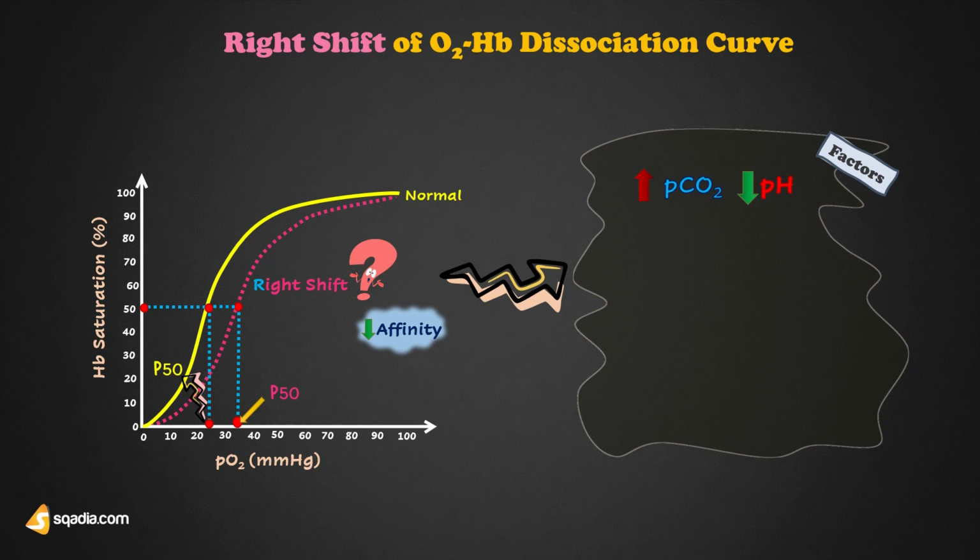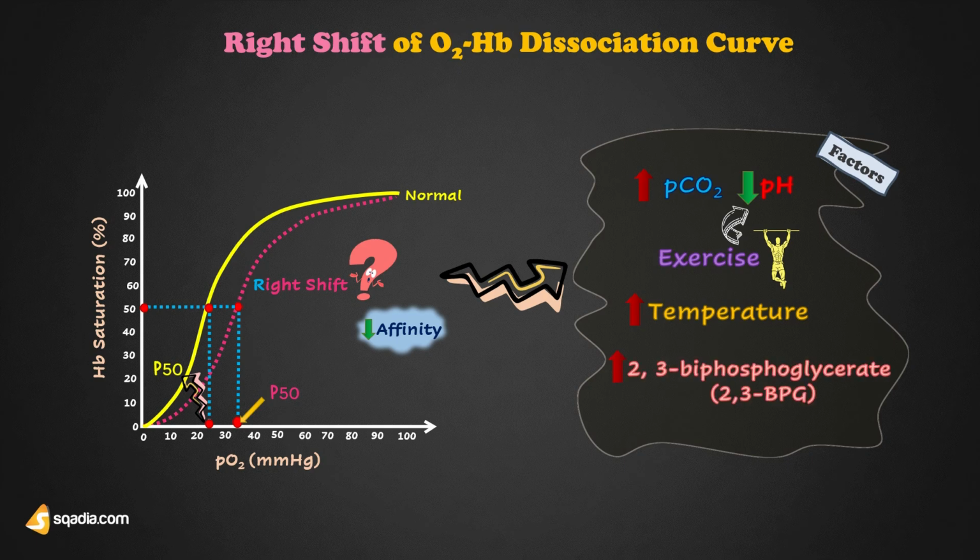In exercising muscles, there is more production of lactic acid, hence decreasing pH. Also, skeletal muscles generate heat, causing a rise in temperature during exercise. Both of these cause unloading of oxygen to meet the oxygen demand of the exercising tissue, and this shifts the curve to the right.